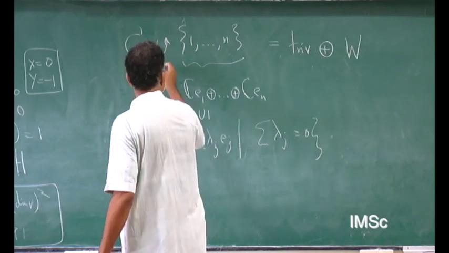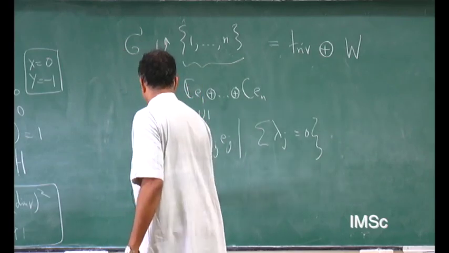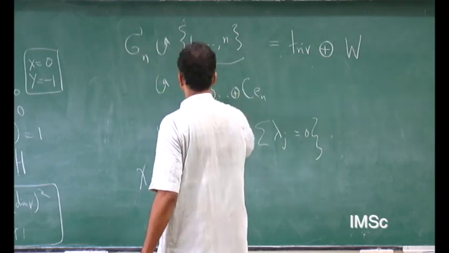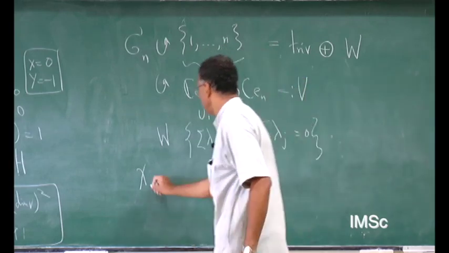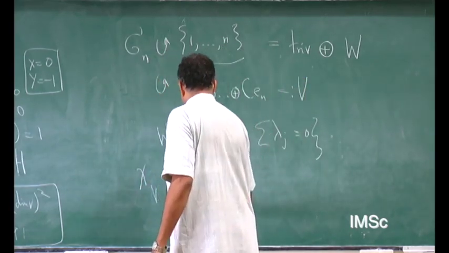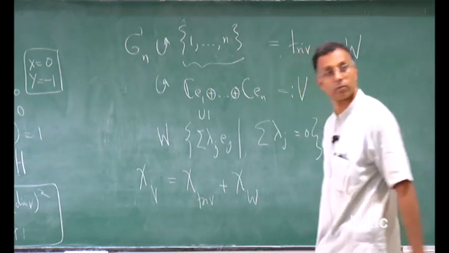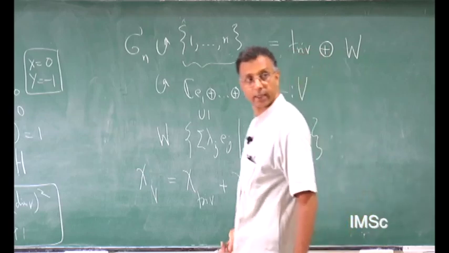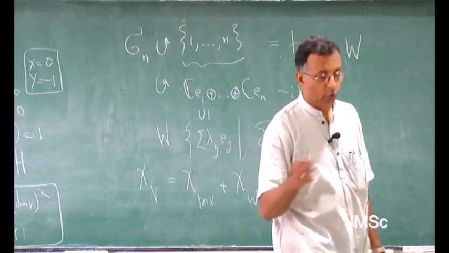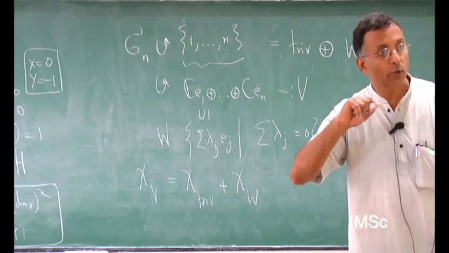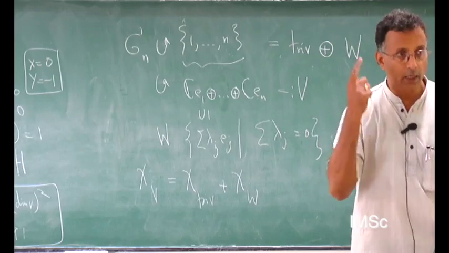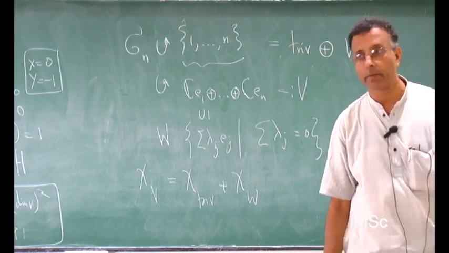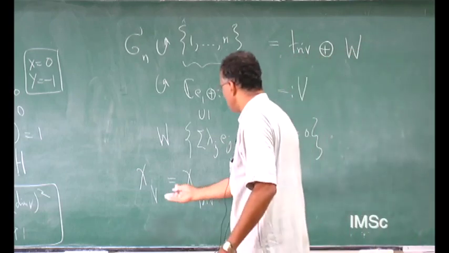So chi of this, let's call this V. Chi of V is equal to chi triv plus chi of W. Trivial is that where all lambdas are same. W is it and then trivial is it, right? Trivial is the trivial representation. You can take that to be the particular copy of the trivial representation. There is only one copy. Yeah, and so it is easy to compute because this is easy to compute.